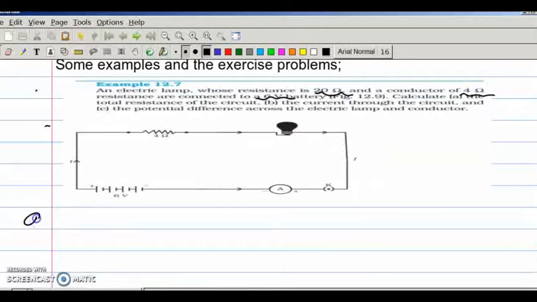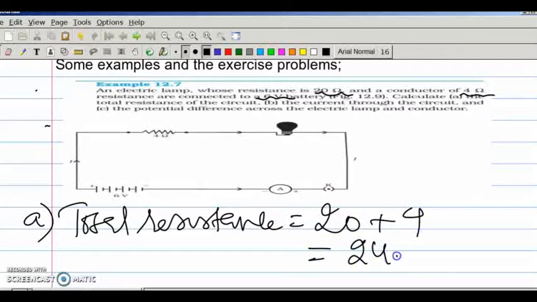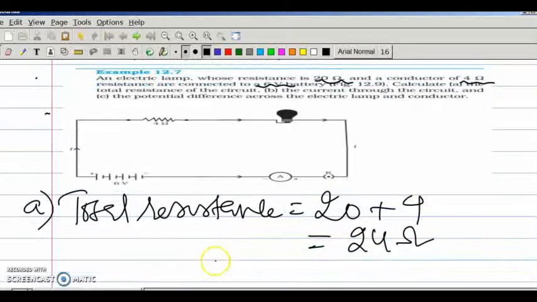So now the first part we will work. Given: resistance of the bulb is 20 ohm, resistance of the conductor is 4 ohm. So total resistance, as they are connected in series, will be 20 plus 4, which is equal to 24 ohm. So that is the total resistance.